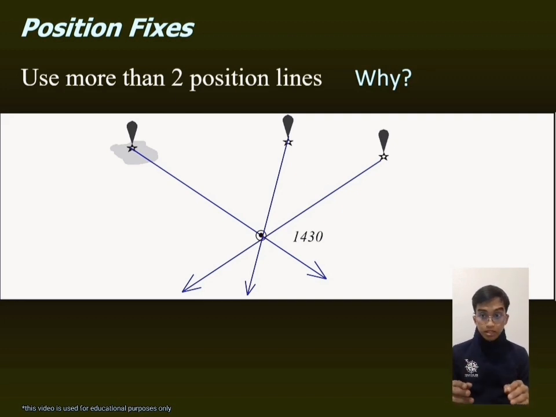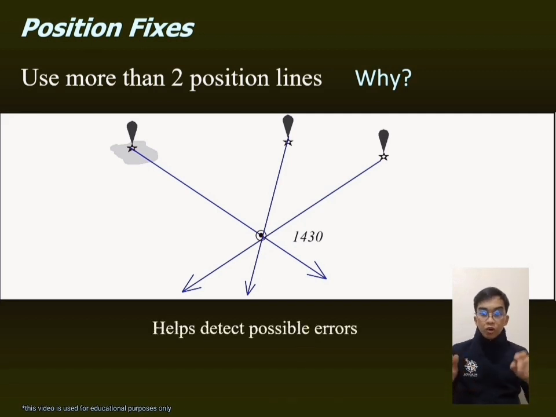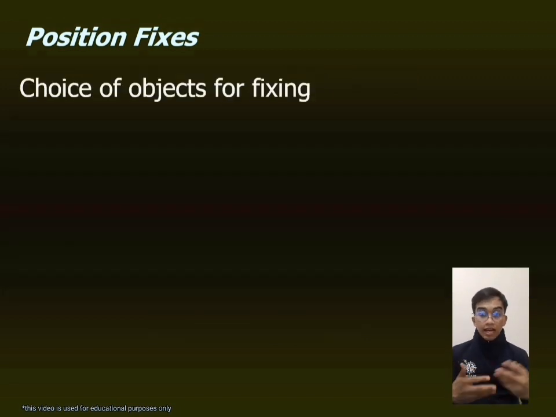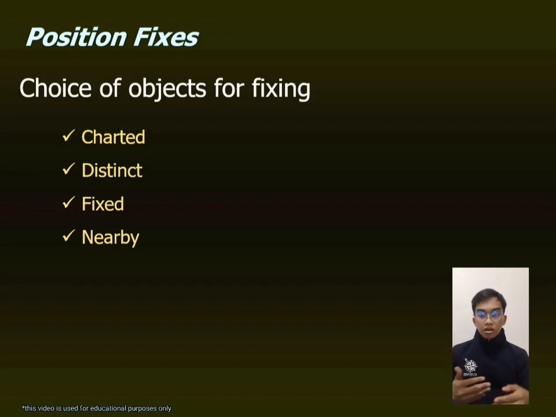Because 2 position lines can intersect anywhere, and should there be an error present in either or both of them, it might pass undetected. So with the 3rd position line, we are alerted that some error is present when all 3 position lines do not intersect at one place. I'll show you an example of that later on in the slides as we go along.